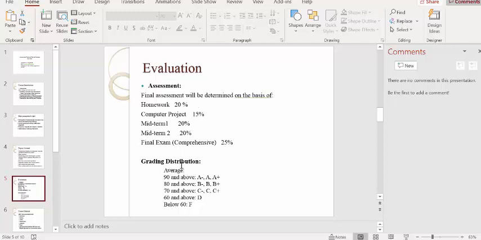Okay, so for the weighted average, you do this. For example, your 20% of homework, 15% times your computer project, 20% times midterm 1, 20% times midterm 2, and 25% times final exam. That's your average.